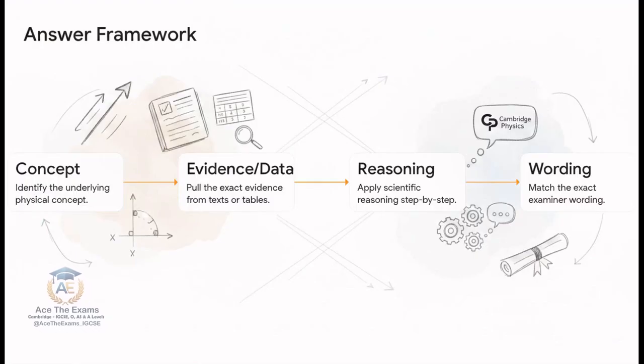To lock in those method marks, there is an exact 4-step sequence you have to follow. Step 1, concept. Step 2, evidence and data. Step 3, scientific reasoning. And Step 4, examiner wording. When you're analyzing coplanar vectors, you have to systematically deconstruct the problem using this sequence. Identify the underlying physical concept, pull the exact evidence from the text or tables, walk through your scientific reasoning step by step, and finally, present your answer using the precise terminology the examiner expects.